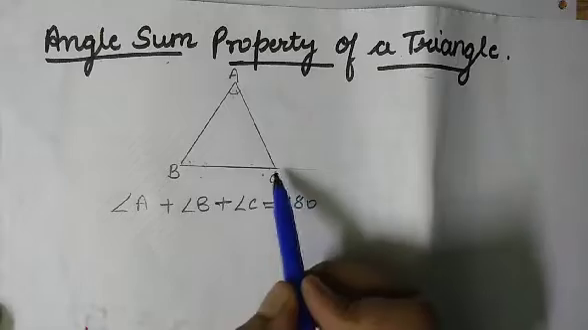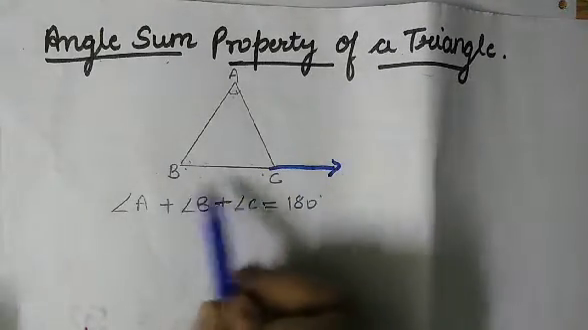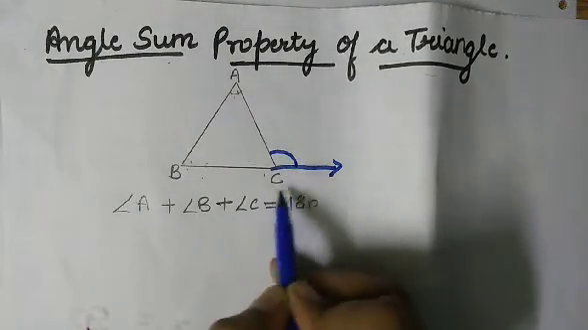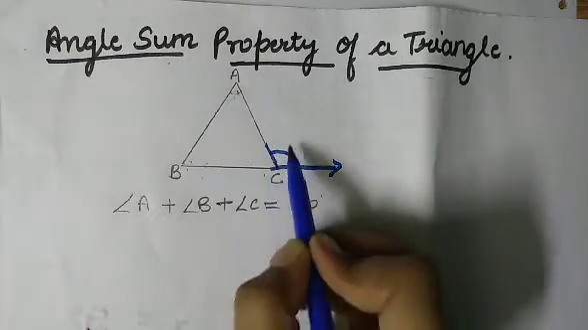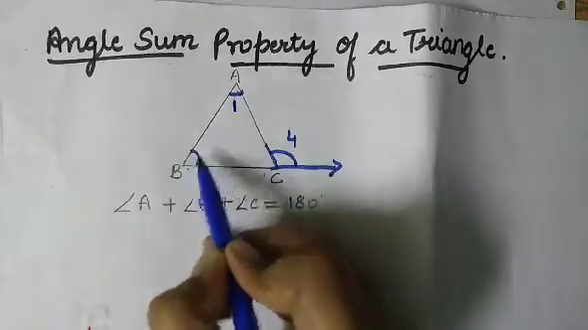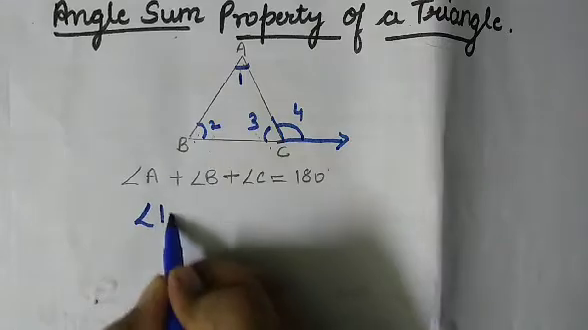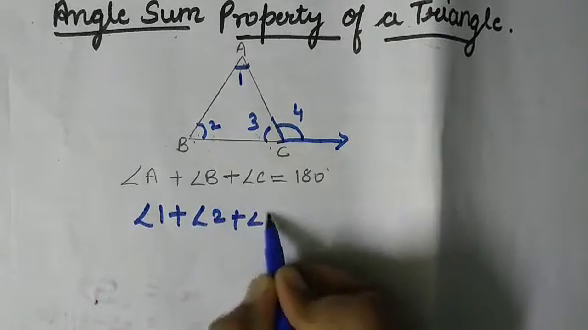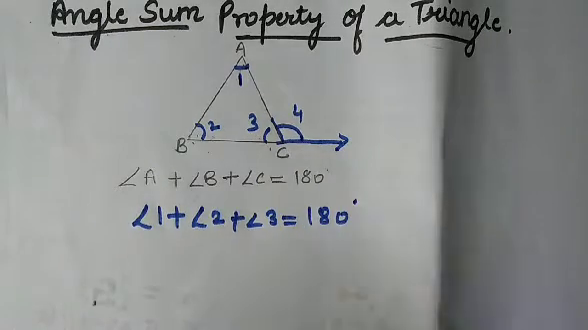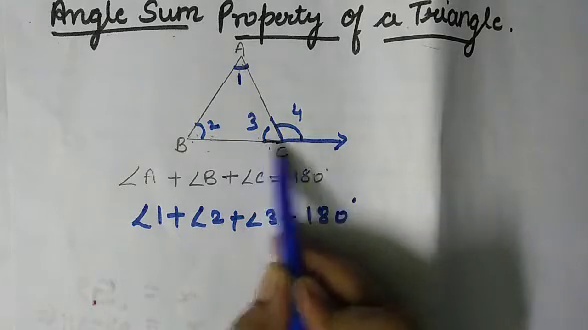Now for the proof, let us extend this side BC in this direction. I have extended this side. Now this angle is an exterior angle, as we have learned in the previous concept about exterior angle. Name it as 4, and name these angles as 1, 2 and angle 3. We need to prove that angle 1 plus angle 2 plus angle 3 equals 180. This we have to prove, how the sum is 180. For that I have taken an angle, that is angle 4, and that is the exterior angle.